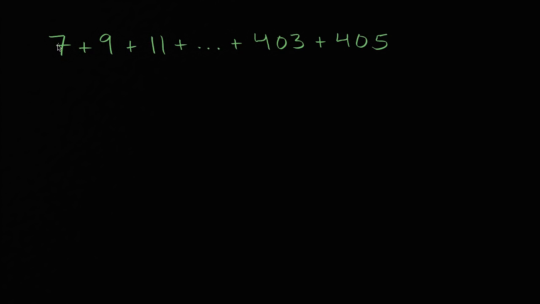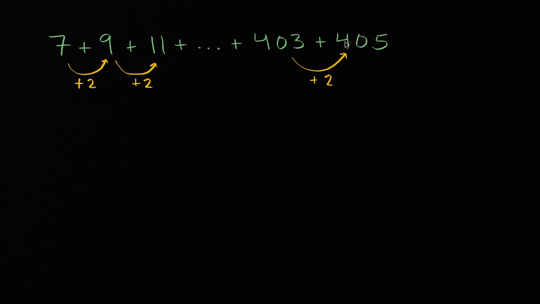So we're at 7, and then we're going to 9, and then we're going to 11. It looks like we're adding 2 every time. So it looks like this is an arithmetic series. So we add 2, and then we add 2 again. And we're going to keep adding 2 all the way until we get to 405. So let's think about how many times we have to add 2 to get to 405.